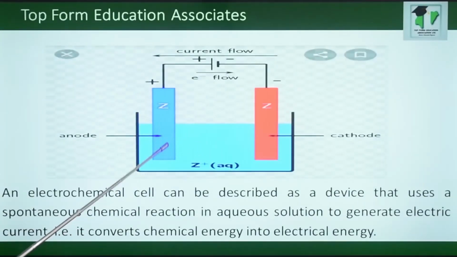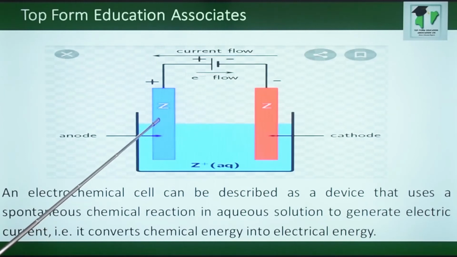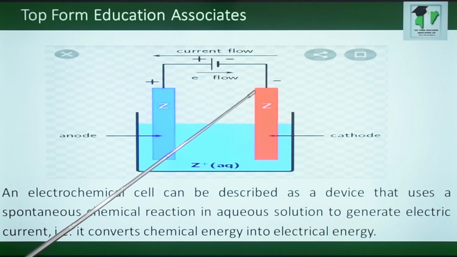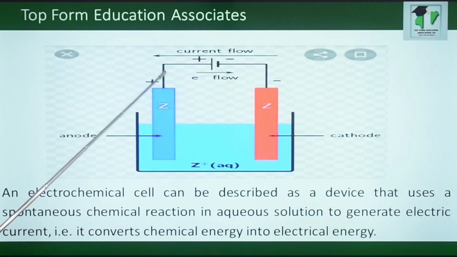This is a diagram of an electrochemical cell. Here we can see the two metals dipped inside the salt solution, and then current flow going from the anode through the solution to the cathode, while electron flows from the cathode through the solution to the anode.